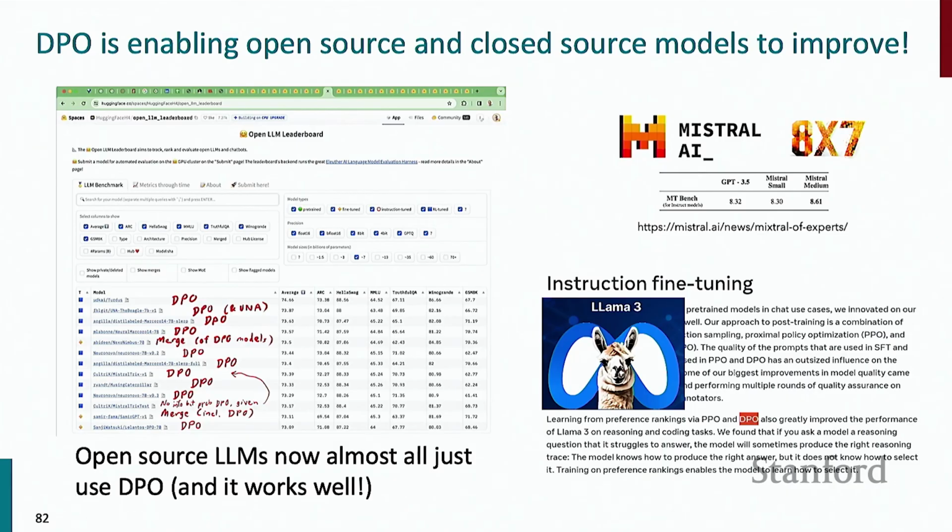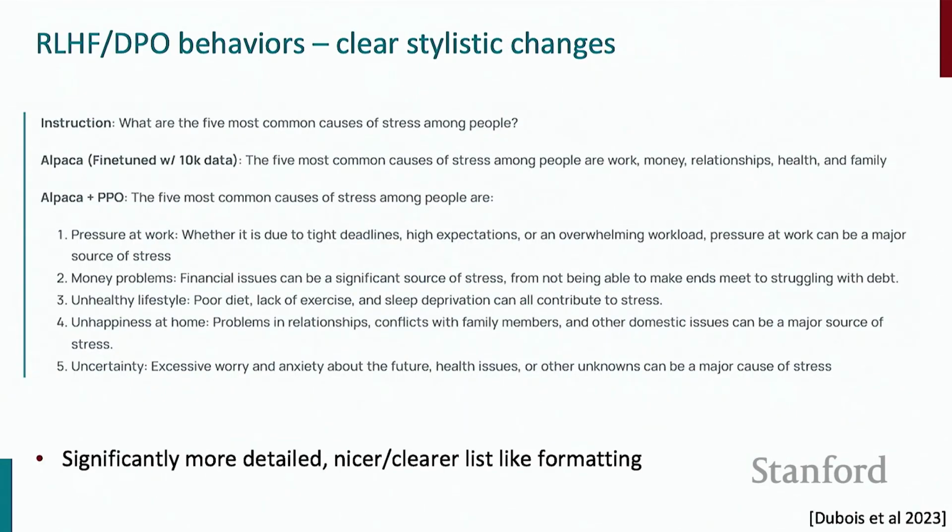And the same is being used in many production models now as well. Mistral is using DPO. Llama 3 used DPO. These are very, very strong models, which are nearly GPT-4 level, and they're also starting to use these algorithms as well.